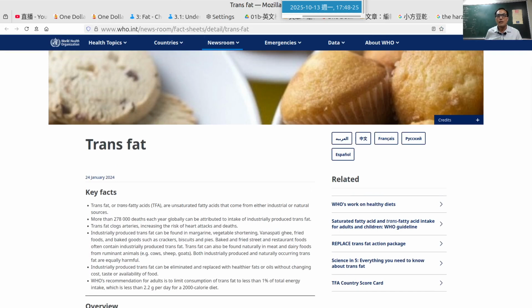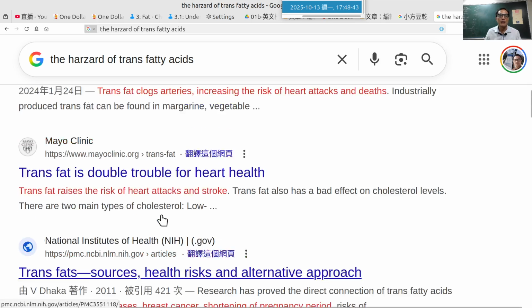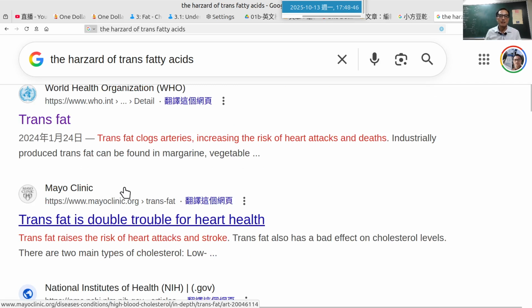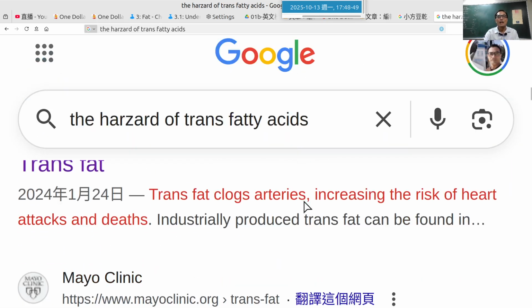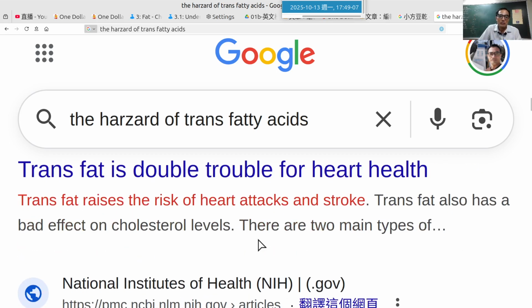If you want to write down your notes, you can write like this, because one dimension is the trans fatty acid and the structure looks like this. Another somewhat reliable source is Wikipedia, and you can check this. Mayo Clinic is called a clinic. A clinic in Taiwan means a very small hospital, right? But Mayo Clinic is a very big hospital in the US. I just think maybe in the beginning they had this name, but after that it became a big hospital. I don't know.